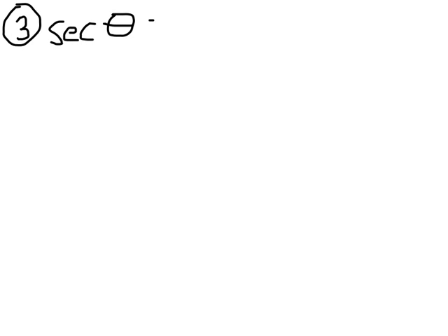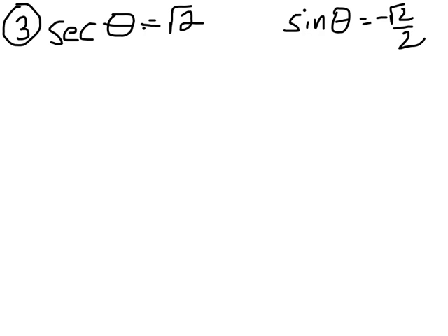Okay, so secant theta is the square root of 2, they tell us, and then sine theta is negative square root of 2 over 2. What they want us to do is use the given values to evaluate, if possible, all 6 trig functions. So we've got the secant and the sine, and those are both from the same problem, so they're both describing the same angle.